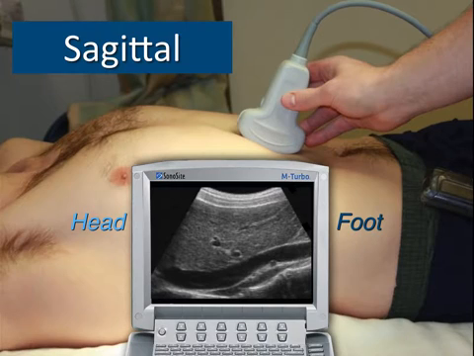The main planes of ultrasound: one is sagittal, indicator towards the patient's head. The skin line is up here, anteriorly looking posteriorly into the body. This is towards the head. This is towards the feet.